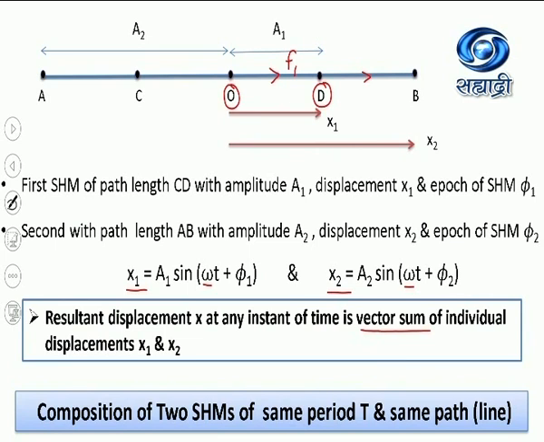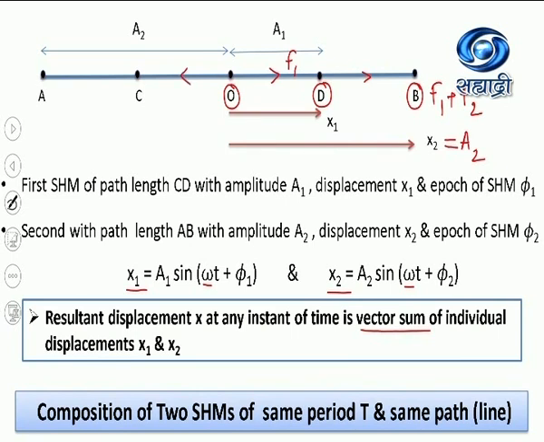The moment it reaches position B, x2, the displacement in the second SHM, becomes maximum, which is equal to A2. So at this position B, the total force acting on the particle is F1 plus F2, which is the vector sum of the two forces. Under the action of this resultant force, the particle starts its journey back towards its mean position and the motion continues. After reaching the mean position, it will now move towards C.